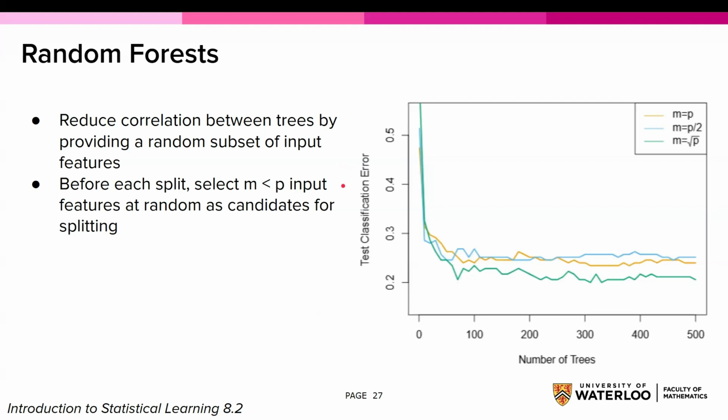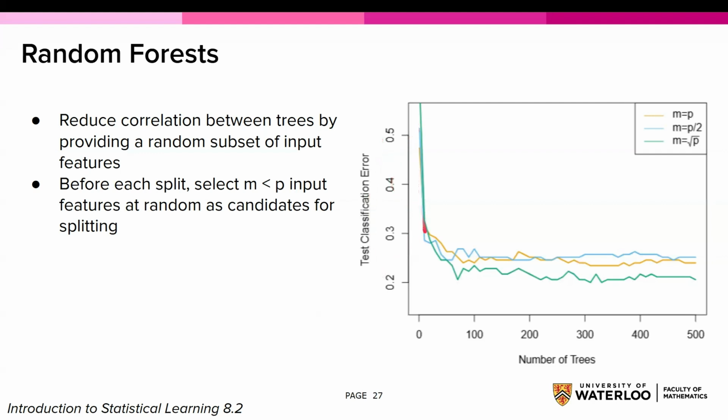This randomization at every split introduces diversity among the trees and ensures that they're not all influenced by the same features. The graph on the right shows how limiting the number of features provided to the decision tree algorithm affects classification error. The x-axis represents the number of trees in the ensemble, and the y-axis shows the test classification error, which measures how well the model performs on unseen data.